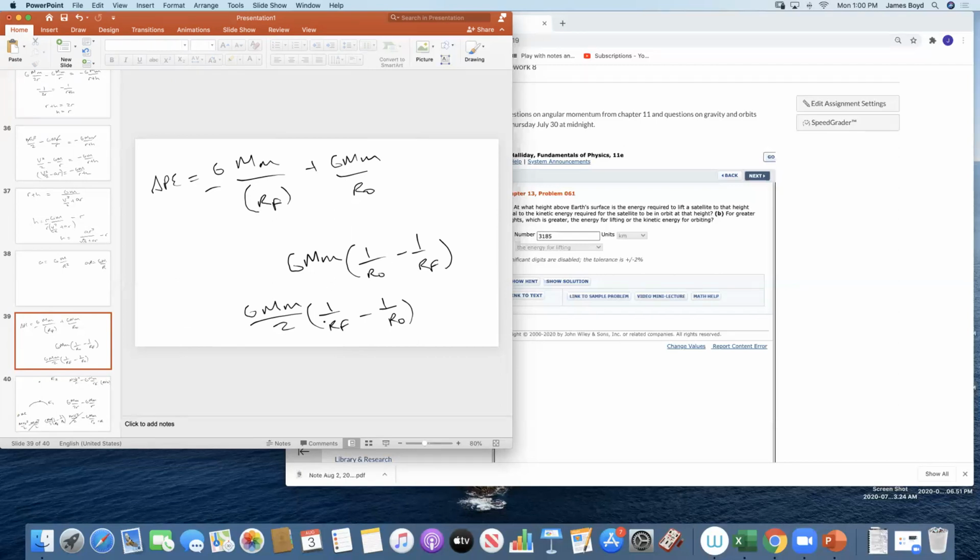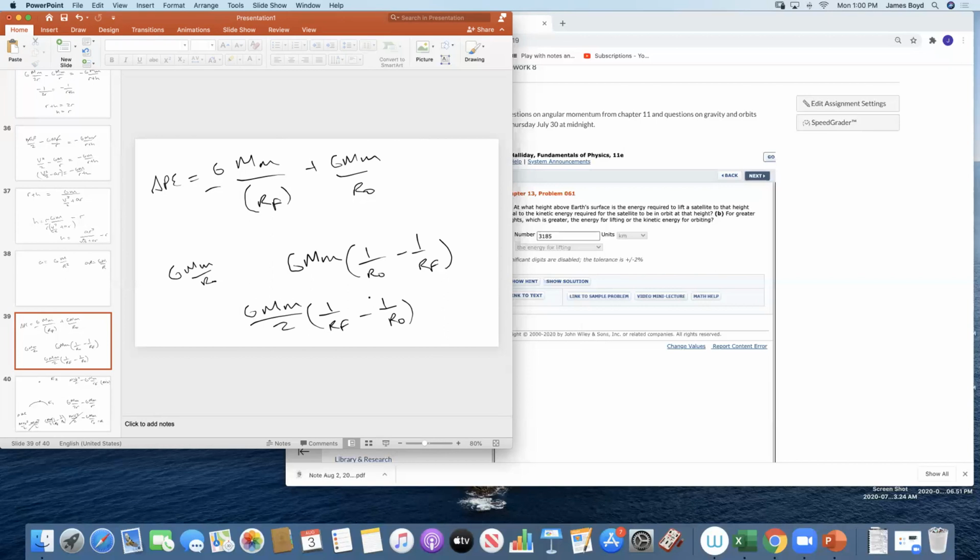Well, this is only half. This is going to essentially all be GMm over R initial. Take R final to be infinity and look at the difference between these two energies, right? When you do that, you can see that the energy for lifting against its potential is always going to be greater. The bigger this R final gets, the smaller the energy needed for kinetic energy.